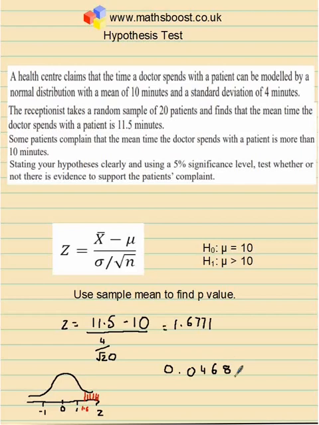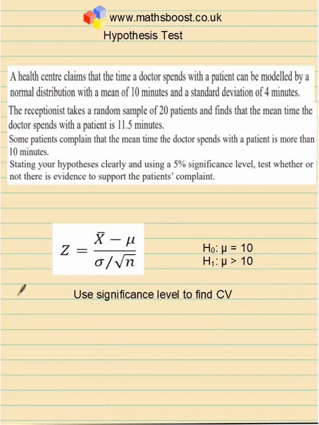And we'll compare this to the significance level. And since this is less than 5%, we'll reject the null hypothesis, accept the alternative hypothesis, and state that there is evidence to support the patient's complaint that the mean time the doctor spends with the patient is more than 10 minutes. Now we'll use the other method.